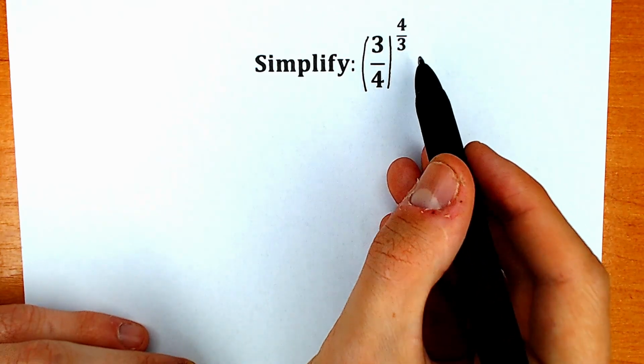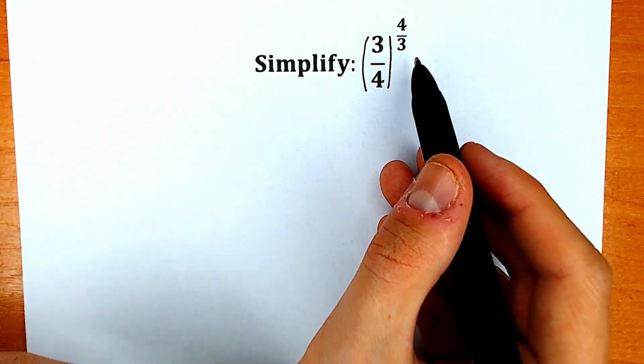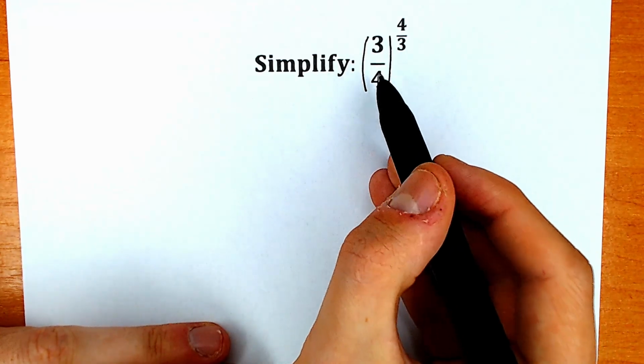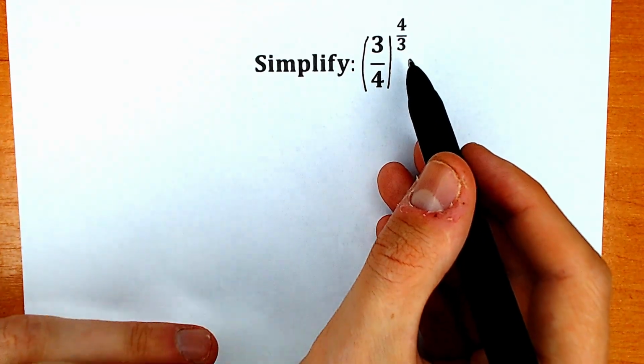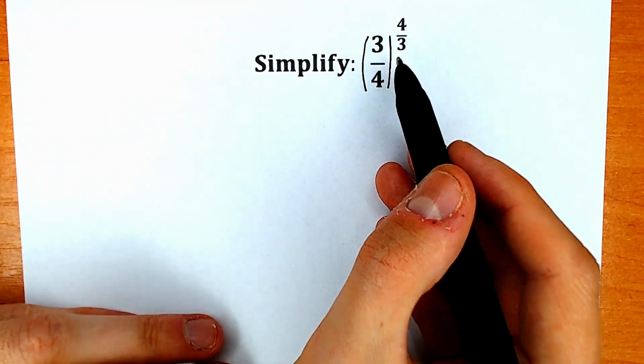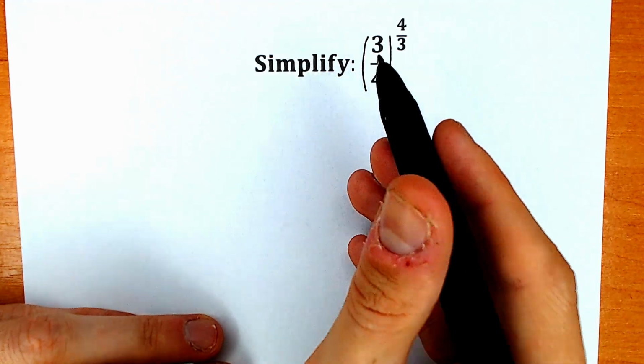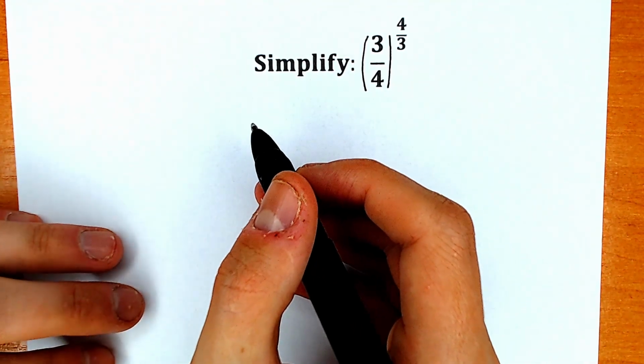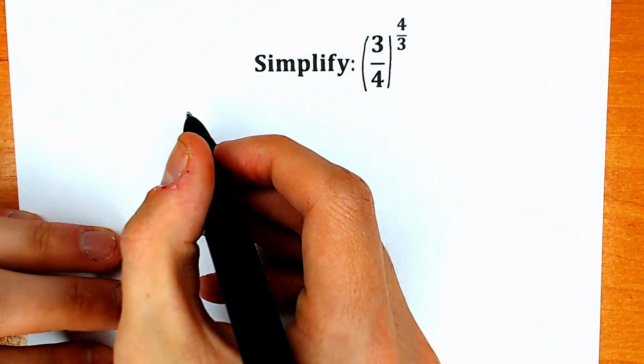Right here we have 4/3. So this is not square, this is not cube. For example, when we have square, we have 3/4 times 3/4. We know what we're going to do when we have square. But what are you going to do when we have 4/3? This is important moment, and right now I'm going to show you how can you solve this question correctly and step by step. But first of all, we need to know a really important rule.